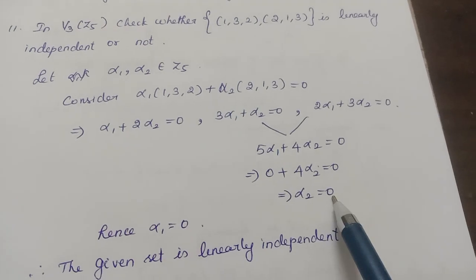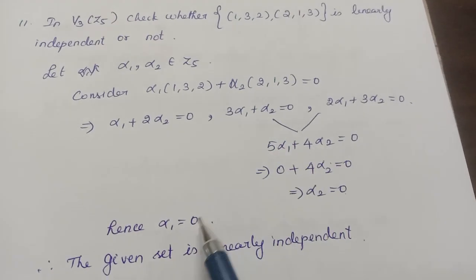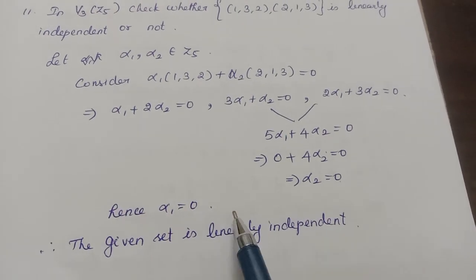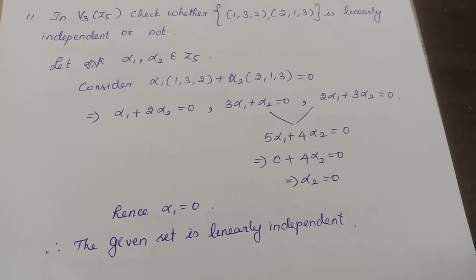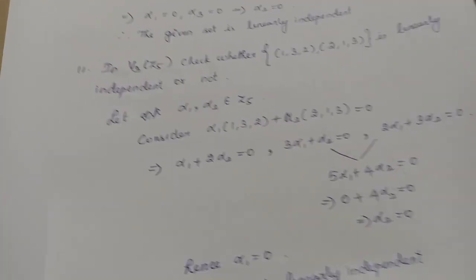This implies my alpha 2 is 0. So if I put alpha 2 equal to 0, what do I get? Alpha 1 is also equal to 0. Therefore, both the scalars are 0. That means the given set is linearly independent, in V3 of Z5. Okay, then next one.